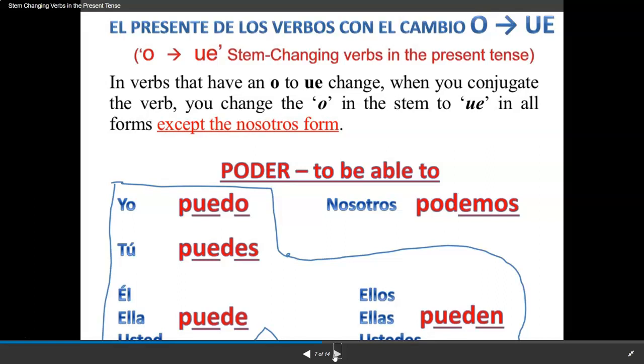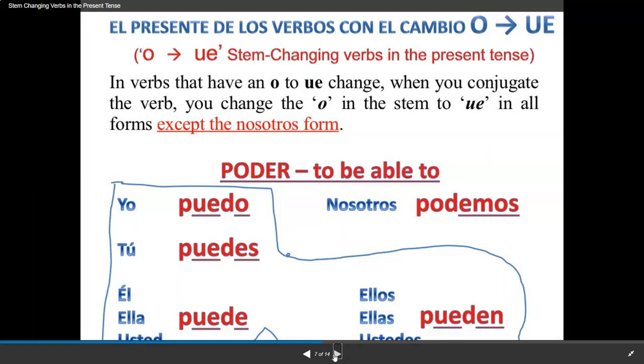Vamos a continuar con el presente de los verbos con el cambio O to UE. O to UE stem changing verbs in the present tense. In verbs that have an O to UE change, when you conjugate the verb, you change the O in the stem to UE in all forms except nosotros, just like before. Poder is to be able to.